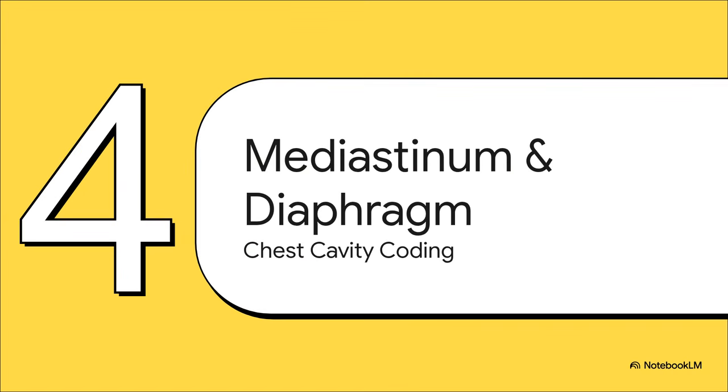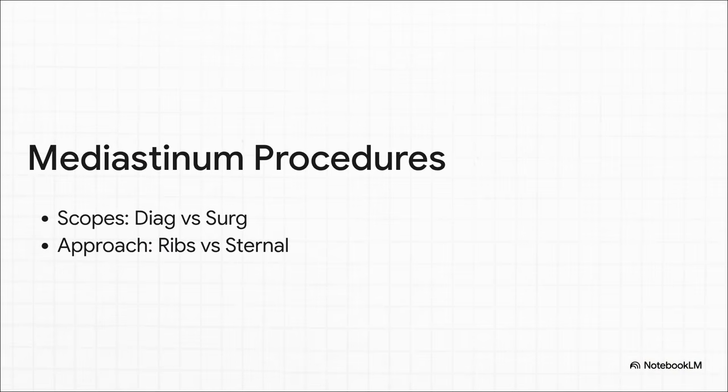Almost at the finish line. Section 4, mediastinum and diaphragm coding. For the mediastinum, that vital space between the lungs, mediastinoscopy codes 39401 and 39402 split primarily on intent. Was it purely diagnostic, or did it definitively involve a biopsy or excision? Also, if the surgeon is removing mediastinal tumors, watch the approach. A transthoracic entry versus a sternal split will dictate exactly which code you pull.